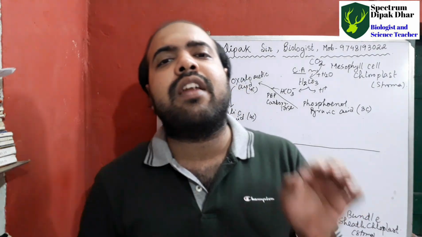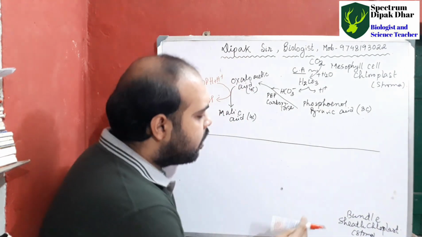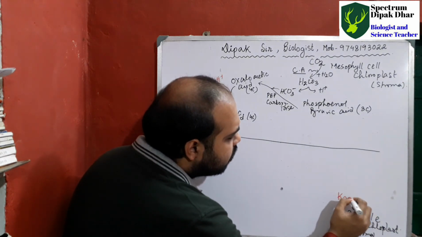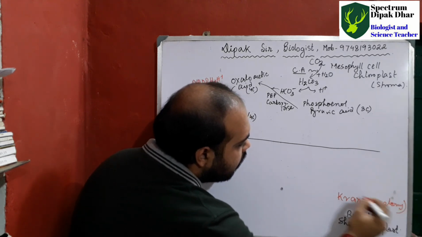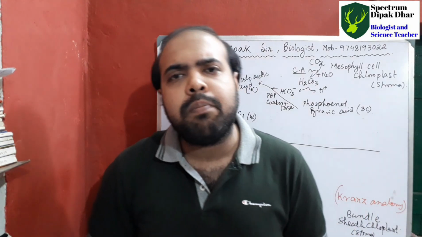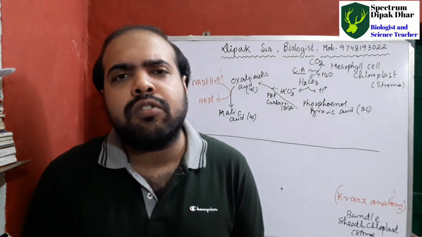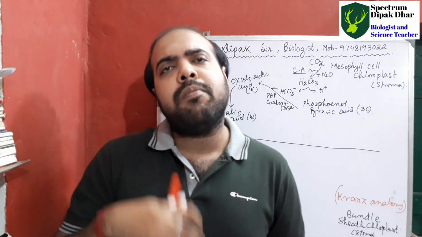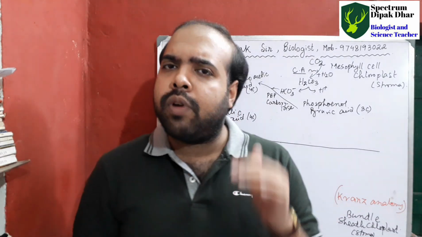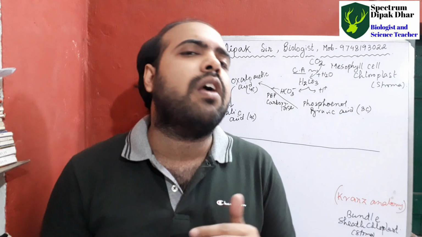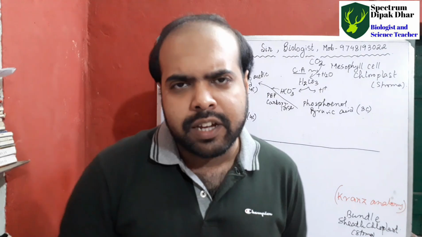What is it? It's the Kranz anatomy. Bundle-sheath chloroplast shows a unique feature. This unique feature is the Kranz anatomy. Write it down, students. It will be very important and you will be getting it in the NEET for 100% sure. You will be getting this question, name some plants which show Kranz anatomy. It will be C4 plants, and at the end of the video I am going to give you some examples of the C4 plants that will be very, very important for your NEET examination.